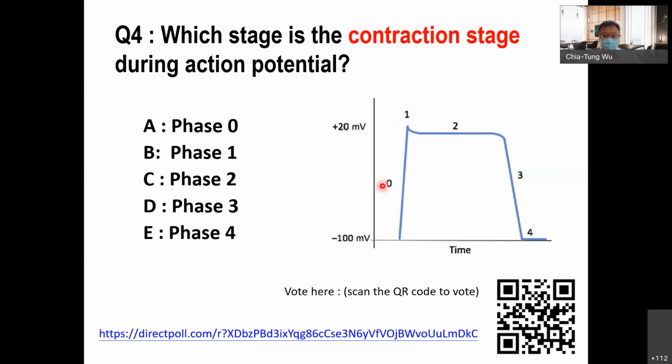Phase 0, the sodium inward current. Phase 1, the outward potassium. Phase 2 is inward calcium with outward potassium. And phase 3 is outward potassium. And which one is the contraction stage?